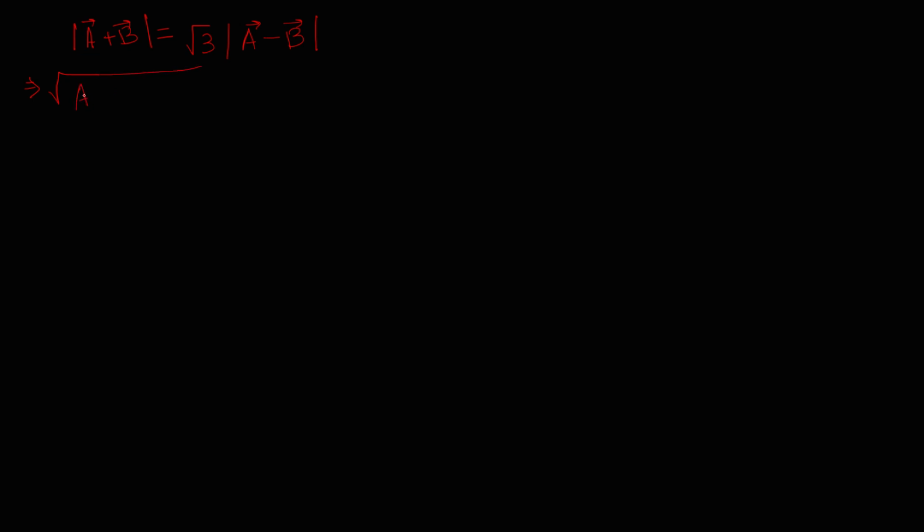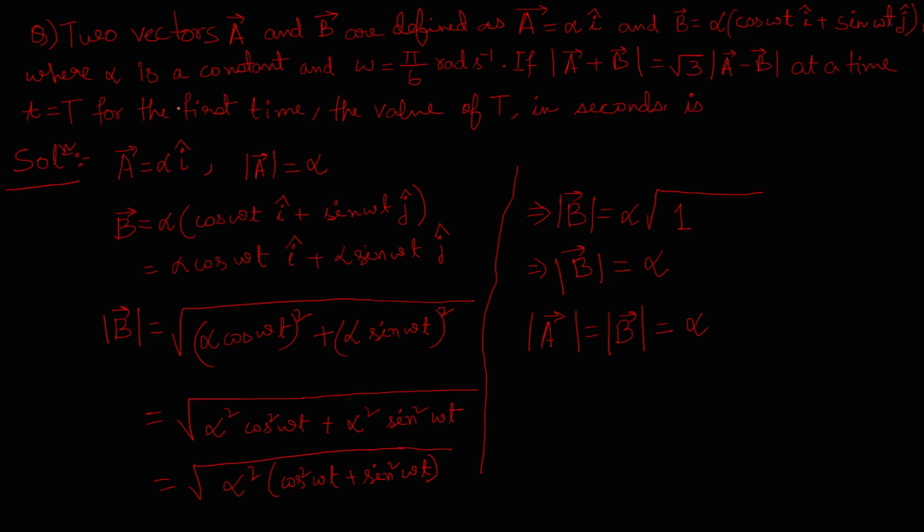This will be A square plus B square plus 2AB cos theta, where theta is the angle between A and B. Although theta is not given, we have to assume it. I can write it here only: let the angle between A and B be theta.